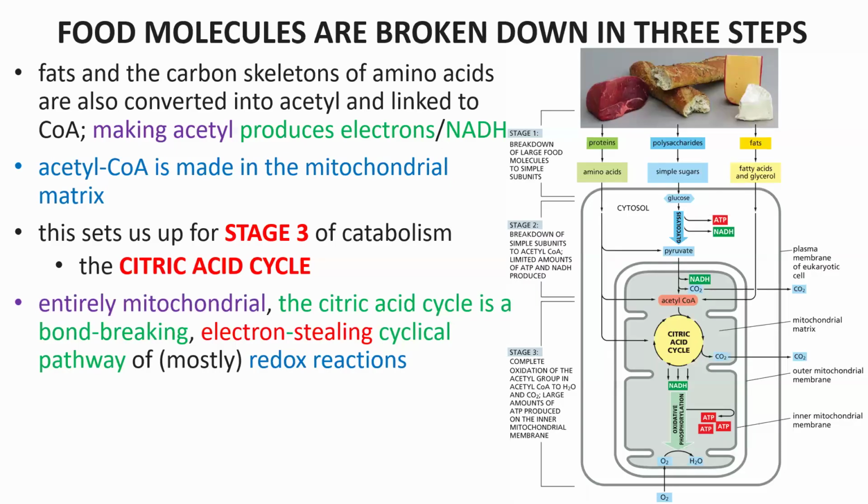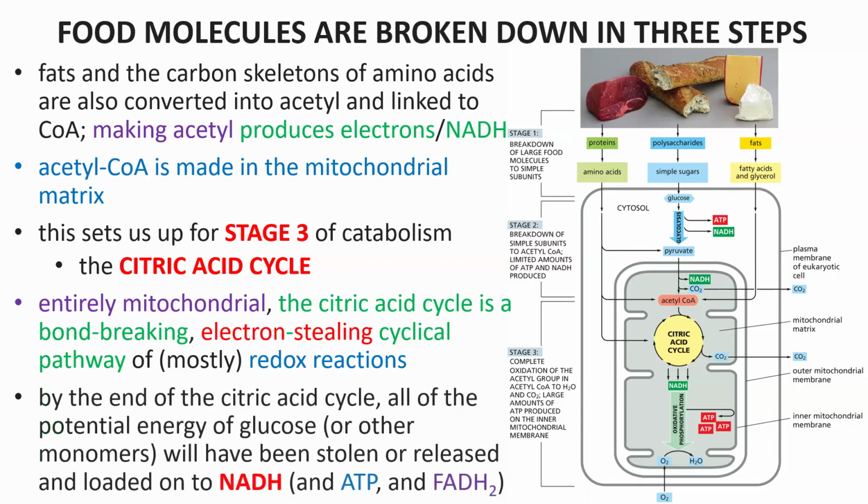The citric acid cycle is entirely mitochondrial, and it is nothing more than an electron-stealing apparatus. It's 8 reactions long. It is a cycle, so we go back to the beginning, and the whole purpose of the citric acid cycle is to collect redox reactions. Break bonds, steal electrons, because that's where the energy is.